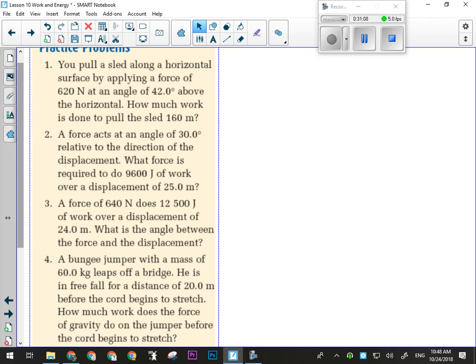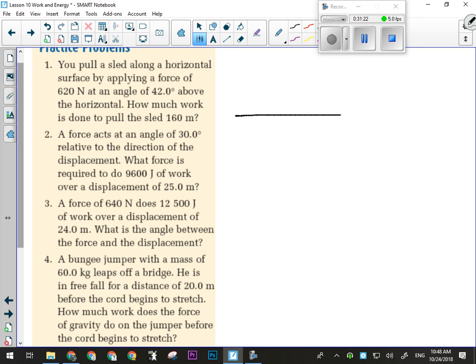Okay, so I've got this sled, and I'm pulling it horizontally, along a horizontal surface, but I'm pulling it at an angle of 42 degrees above the horizontal. How much work is done to pull the sled 160 meters? So they're asking me how much work I do pulling this sled. I'm not accelerating the sled. They never said anything about that. I may just be pulling it at a constant velocity and working against friction and other things.